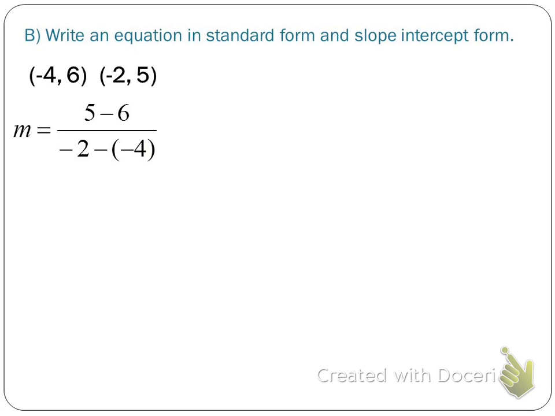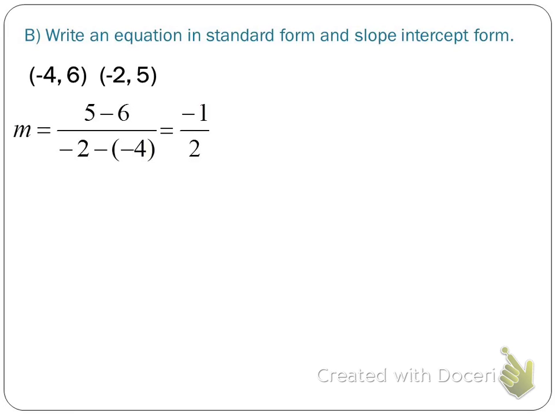To find slope, I'm going to subtract the y's on top, subtract the x's on the bottom. So y2 minus y1 over x2 minus x1. When I do the math there, on the top I get -1. On the bottom it's like -2 plus 4, which is +2.